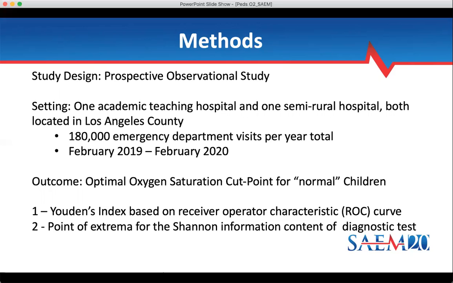And if it was a respiratory illness, then the provider could choose one of a series of subgroups for respiratory illness. Our outcome was the optimal oxygenation saturation cut point for normal children. And we used two different analyses to determine this. One was Youden's index based on a receiver operator characteristic curve. And then secondly, we used Shannon information of a diagnostic test to determine the point of extrema.